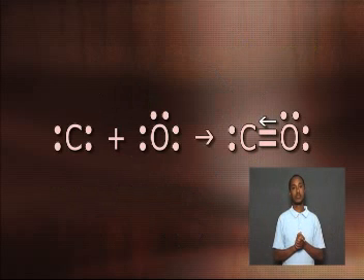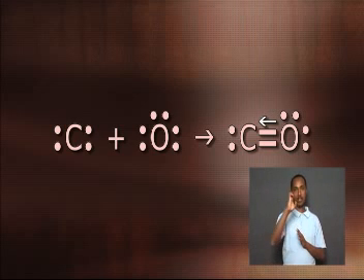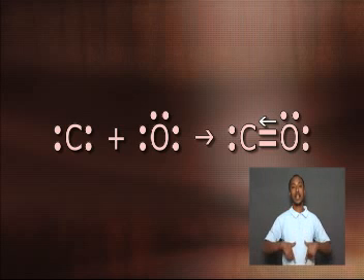Carbon monoxide is another example of coordinate covalent bond. Carbon and oxygen atoms form this bond in order to attain stable, noble gas electron arrangements. In this case, oxygen is the donor atom and carbon is the acceptor atom.